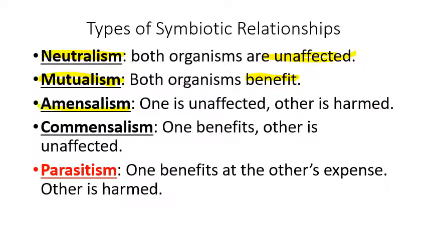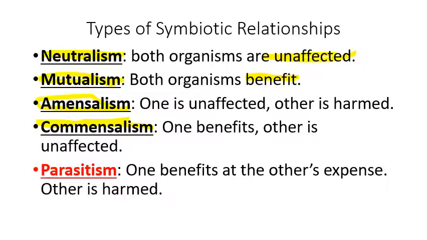Amensalism is where one organism is unaffected and the other is actually harmed. So usually you have some bacteria that's living in an animal or a human, and it doesn't care whether it's living inside the animal or not, but the animal cares very much because the animal is actually damaged by the relationship. Now commensalism is where one organism benefits and the other one is unaffected. There are many bacteria that live inside humans or other animals that benefit while the human doesn't benefit from the relationship, but at the same time is not harmed by it.